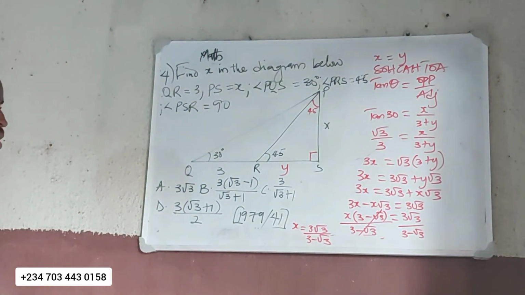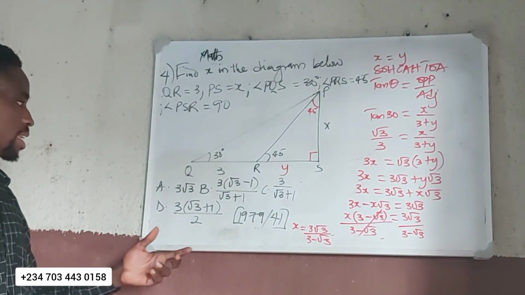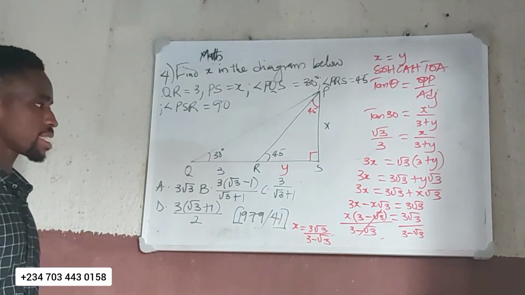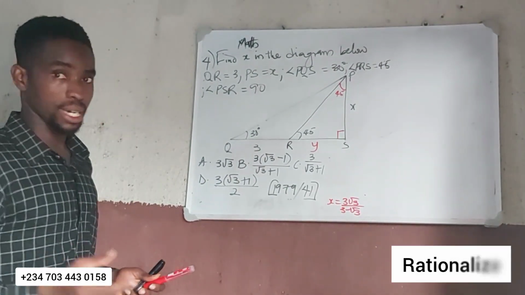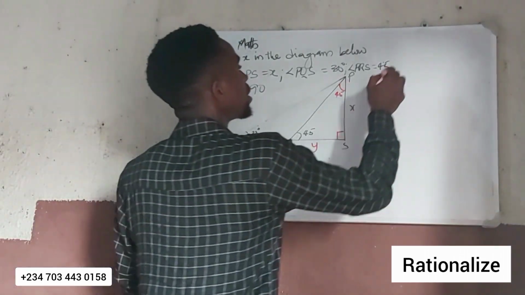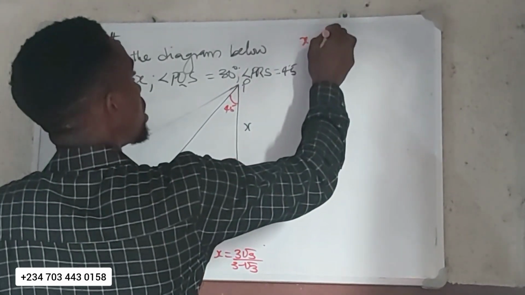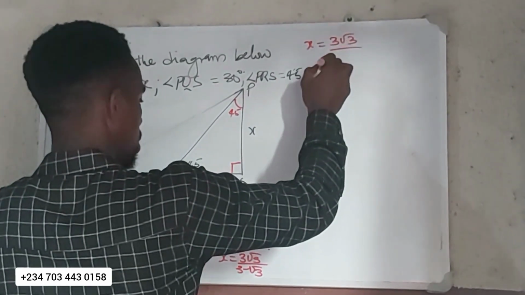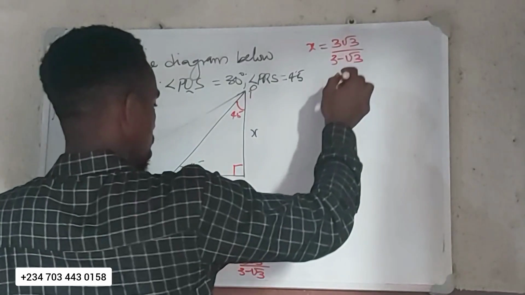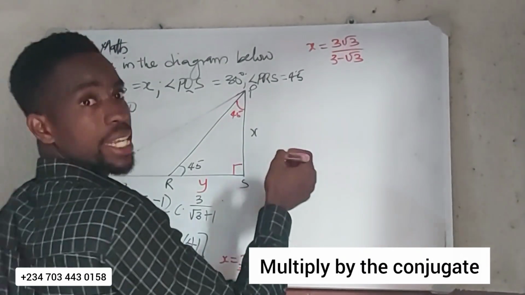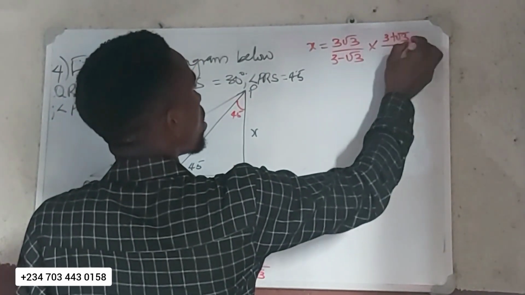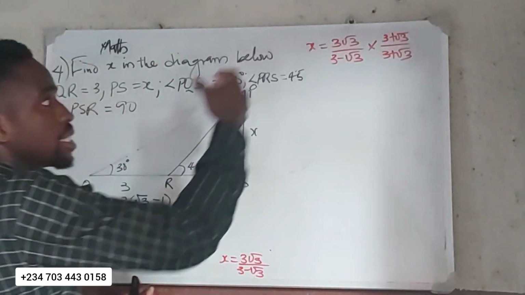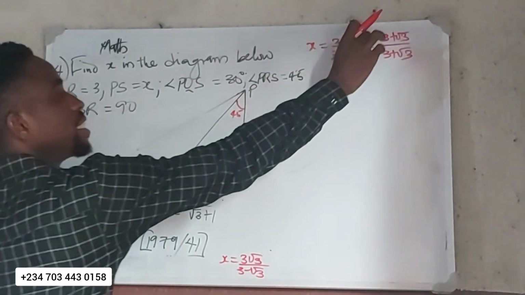Then one thing we can do is to rationalize this expression. So, to complete the solution, we will need to rationalize the value of x. So, we have x is equal to 3 root 3 upon 3 minus root 3. Then to rationalize, we multiply by the conjugate, and that conjugate is 3 plus root 3 all over 3 plus root 3. So that's the conjugate. If you treated surds, you understand the rationalization process.